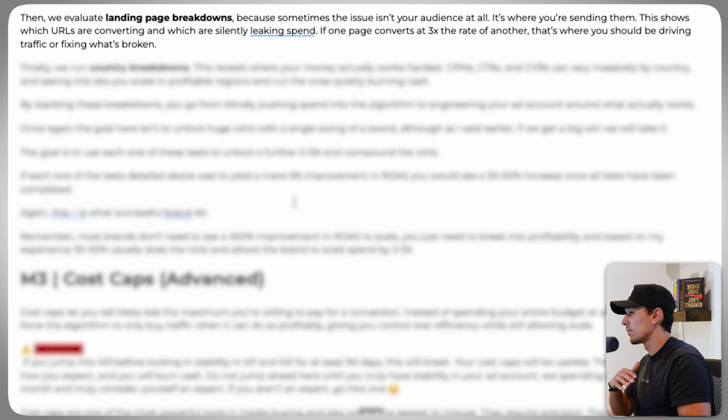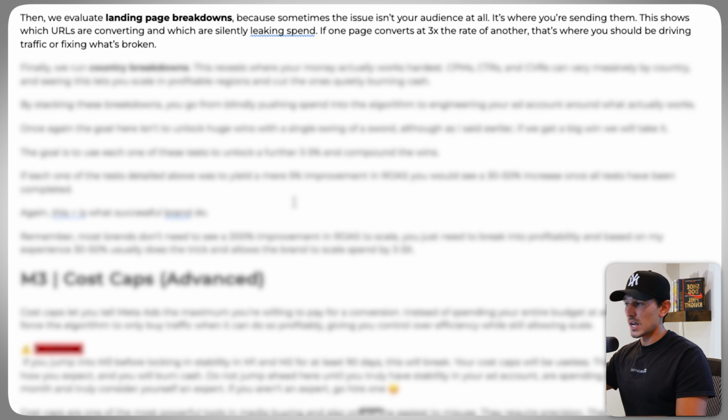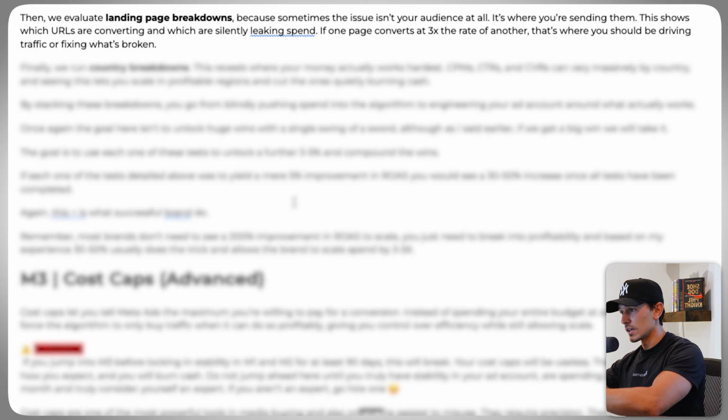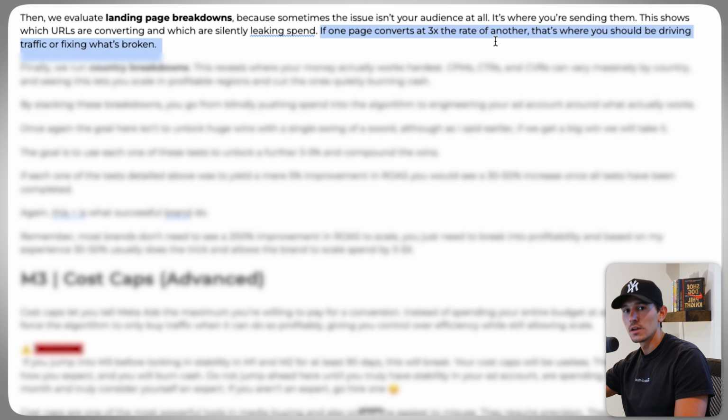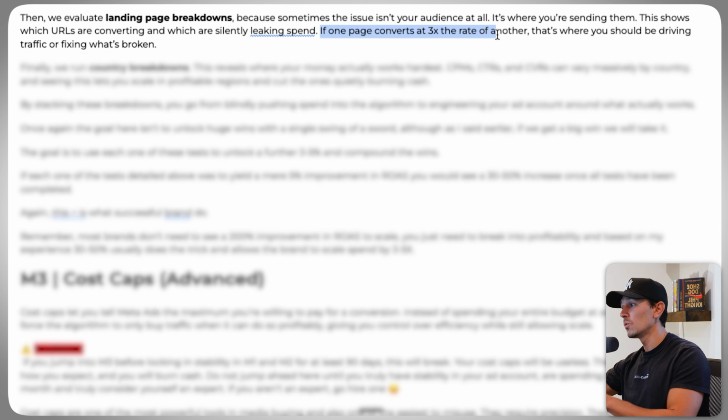The next thing we do is we want to evaluate landing pages, because sometimes the issue isn't your audience at all. It's actually where you're sending them. What I always like to do is just look at all our URLs. Where are we silently leaking spend? There are many cases where one page converts literally 3 times better than another page. And if you are driving your traffic to the wrong page, you are leaving so much money on the table.